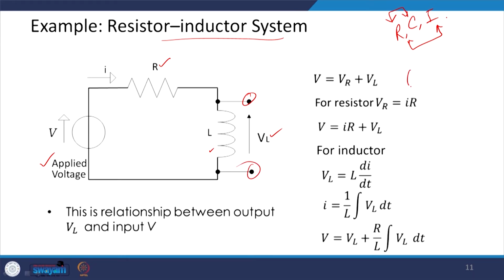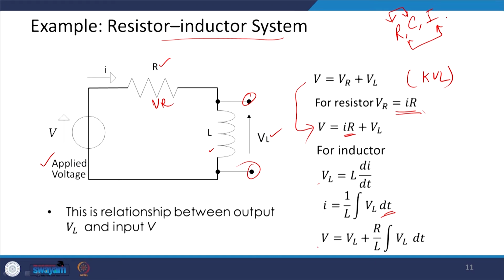Again I can apply the Kirchhoff's voltage law over here. So my V is equal to VR plus VL. Again VR I can write as IR, so this equation I can write as IR plus VL, and VL is simply L di by dt, or I can write I is equal to 1 by L integral VL dt. Why am I writing it in this way? Because I want things to be expressed in terms of the output parameter, that is VL.